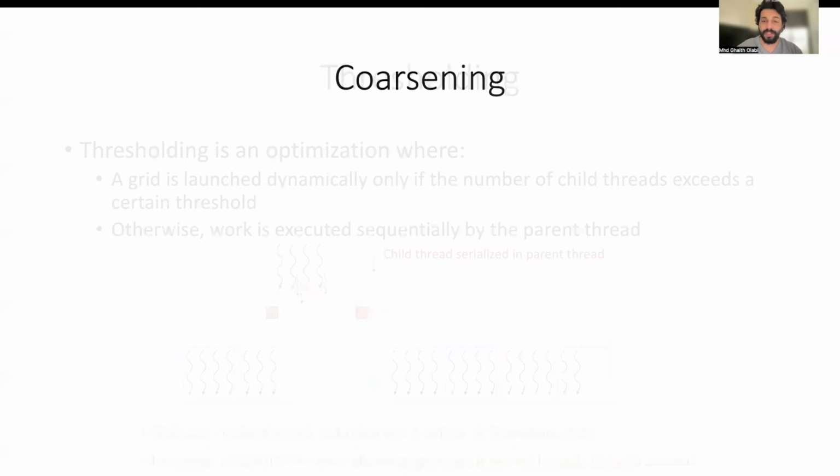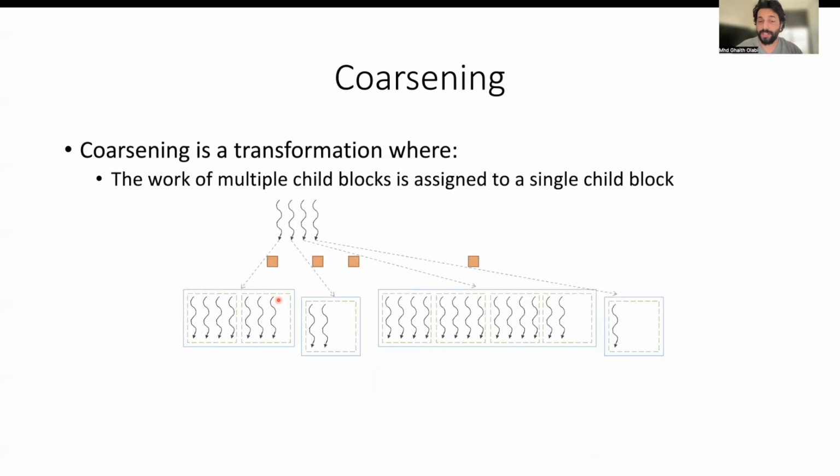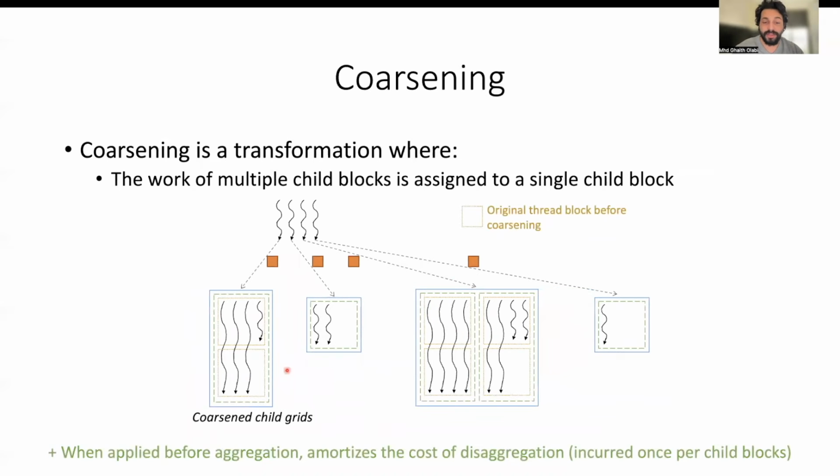The second optimization is coarsening. Coarsening is an optimization whereby the work of multiple child blocks is assigned to a single child block. We take this same example again, 4 parent threads, each one of them does a dynamic launch. We highlight the count of the child blocks executing here. We apply coarsening, and now we can see that the work of multiple child blocks is being assigned to one.